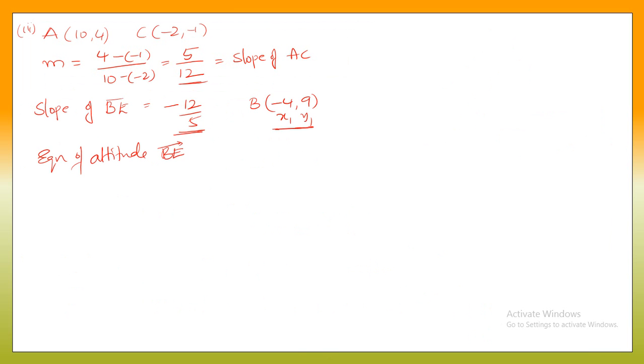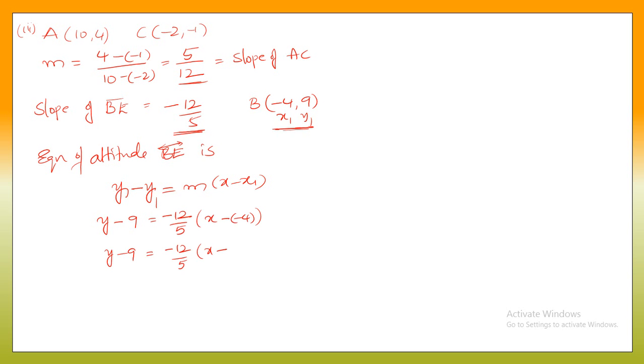Can you understand, right? The equation of altitude BE: since I know the slope and I know the point, I can use the slope point form. y minus y1 is equal to m into x minus x1. Using this formula, y1 is 9, the slope is minus 12 by 5, into x minus x1, and x1 is minus 4. When I simplify this, y minus 9 is equal to minus 12 by 5 into x plus 4.